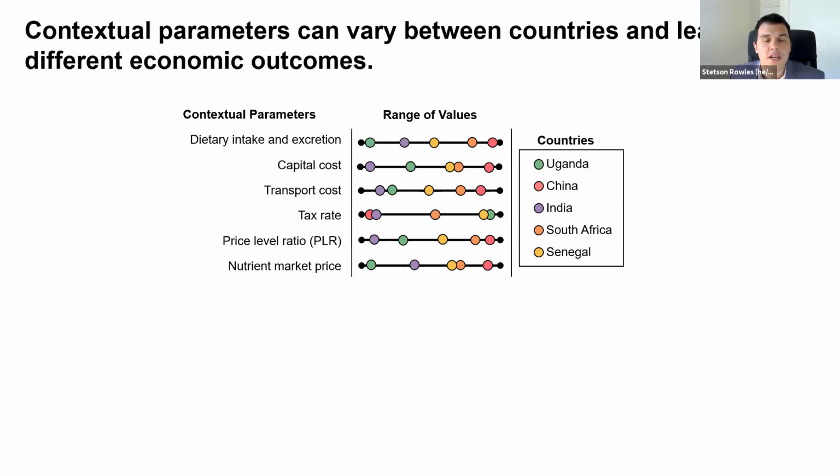Now, in this scenario analysis where we investigate the impact of these contextual parameters, we have a list of countries that we are considering in the Excel sheet, and you can see them listed with different colors on the right in the legend there. And you can see that these contextual parameters can vary between countries. And as you may guess, these different contextual parameters can influence the results. So the economic outcomes may be different in different countries. Next, please.